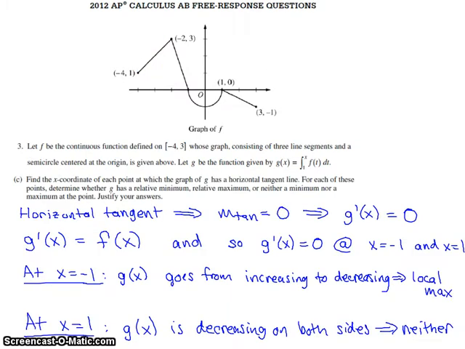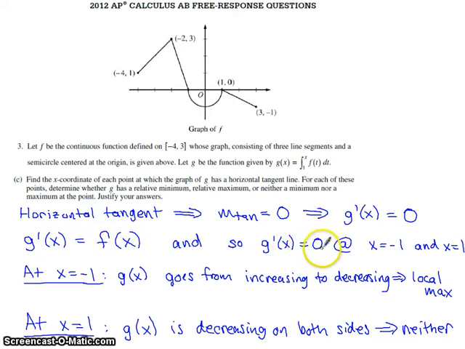Moving on to part C, it wants us to find where the graph of g is going to have a horizontal tangent. A horizontal tangent is going to happen any place where the slope of the tangent line is 0, or where g prime of x is 0. Based on what we did in part B, we know that g prime of x equals f of x. So if we want to know when g prime of x is 0, we can just look at this graph and try to determine when f of x is 0, since those two functions are equivalent to each other.